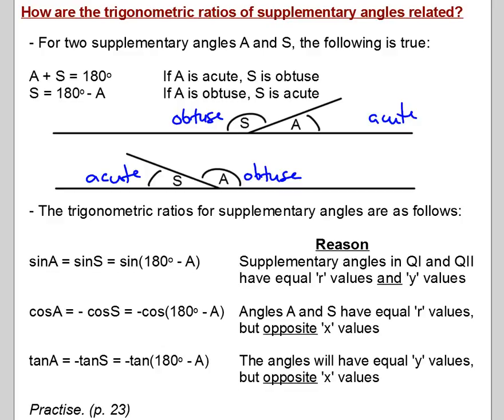When we're looking at trigonometric ratios of supplementary angles, it was understood that the sine ratios are equal, the cosine ratios are opposite values, and the tangent ratios are opposite values. The reasons were given, it was explained already. So what we want to do is go back to this relationship: tangent ratios of supplementary angles are opposite values.